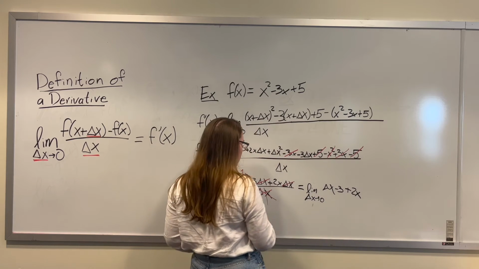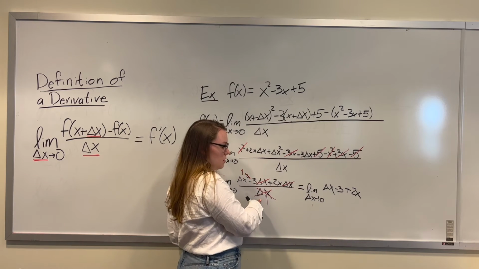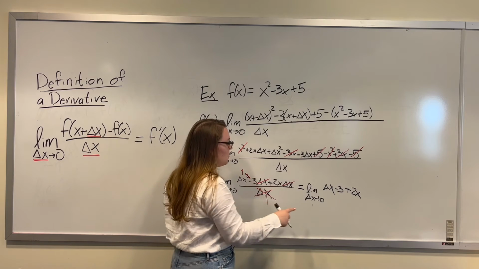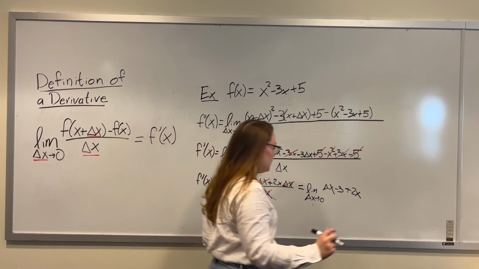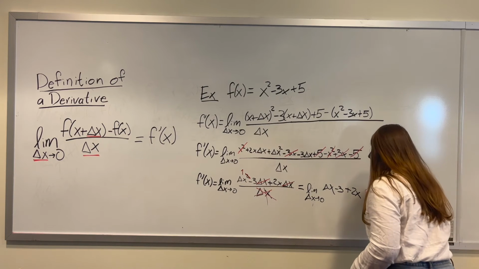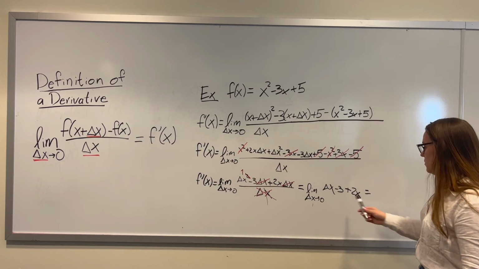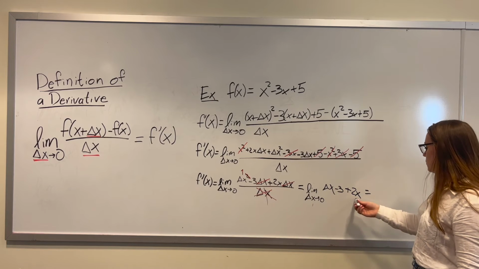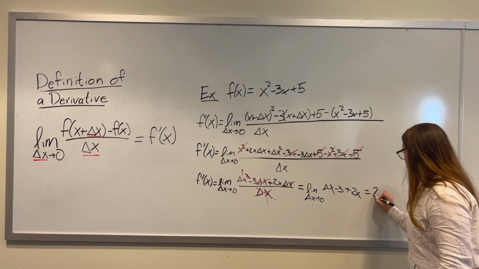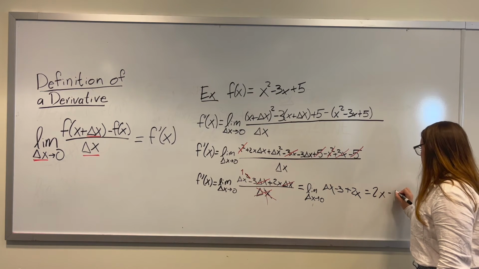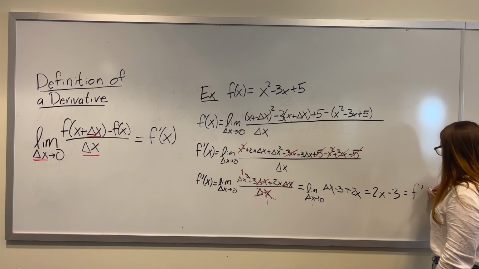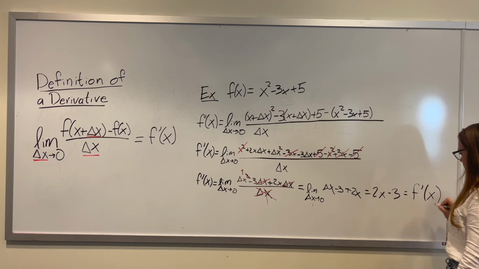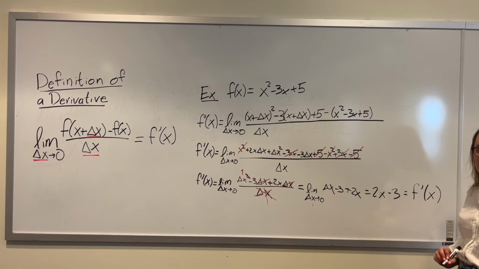And now we no longer have a delta x at the bottom, so we are no longer dividing by 0, and we can just plug in 0 for delta x to find our solution, which is, that becomes 0. This will just be 2x minus 3, which is equal to our f prime of x. And that is the answer.